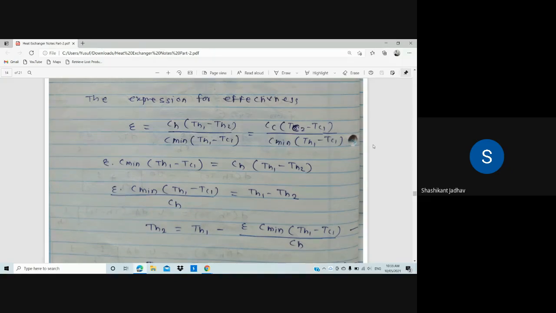Okay, so again we have to simplify that equation. We have to take the CH from the right hand side to the left hand side, so it is at the denominator. So the equation becomes epsilon into C minimum into bracket TH1 minus TC1 divided by CH is equal to TH1 minus TH2. All of you do the simplification.